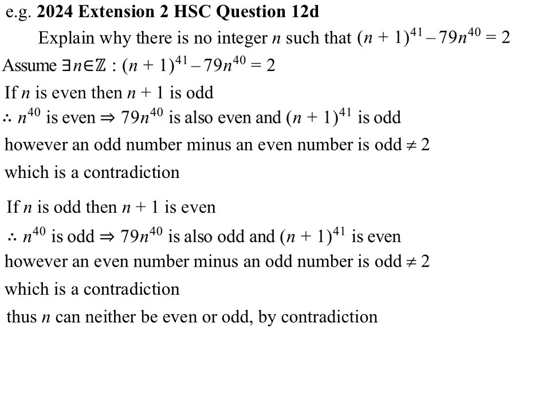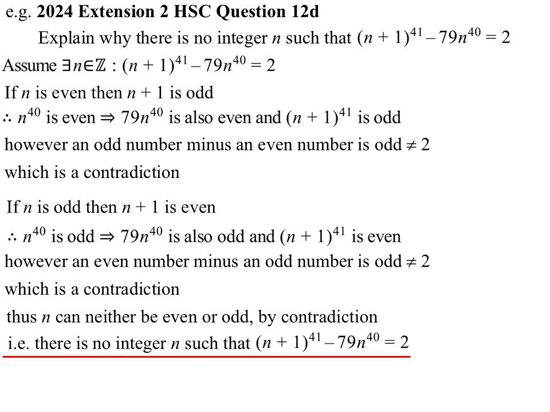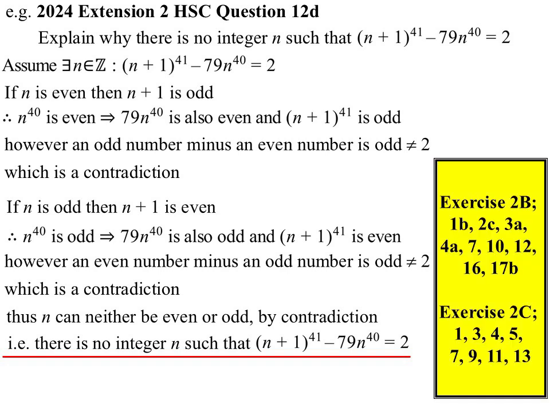Well, then it can't be either, so there is no such integer n such that (n plus 1) to the power of 41 minus 79n to the power of 40 is equal to 2. They actually really needed to do it twice there to get that one out. Look at the cases 2b and 2c.